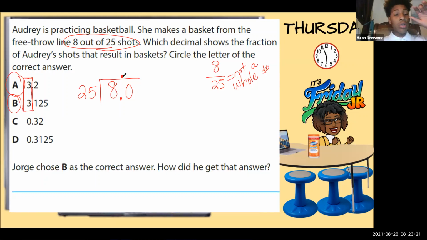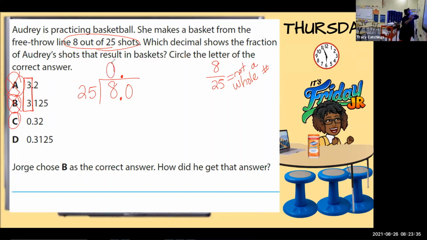Oh, I got another one. Go ahead, Hugh. I think it's C too. Okay. C. 8 divided by 25. I'm listening.